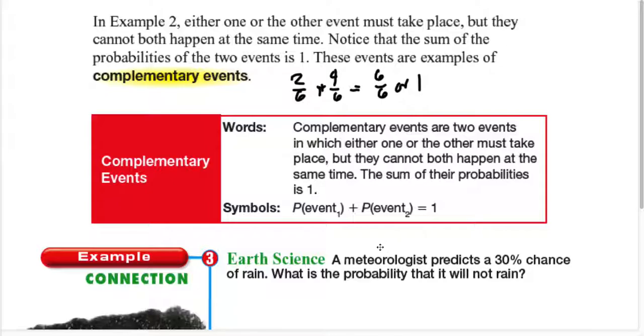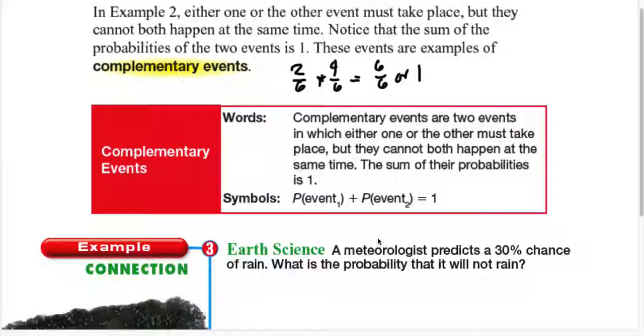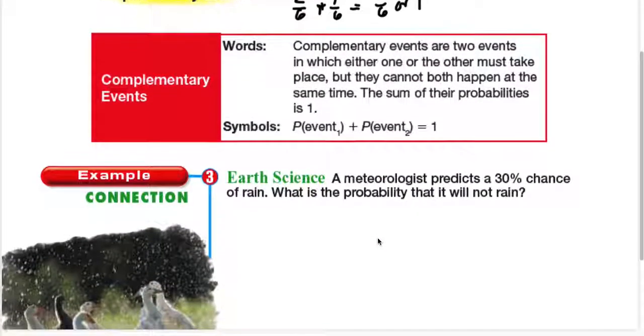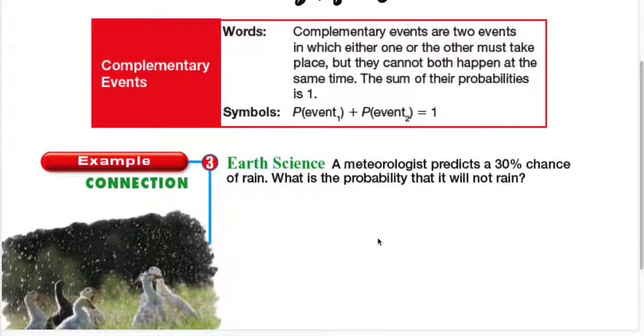And let's take a look at example number 3. Let's see how we apply complementary events. And before we do that, the secret word for this particular lesson would be blue devils. The secret word will be blue devils.